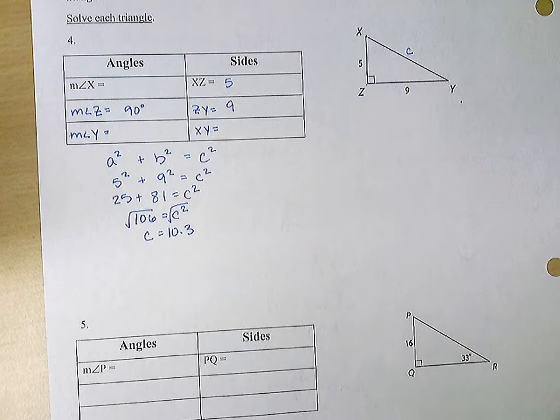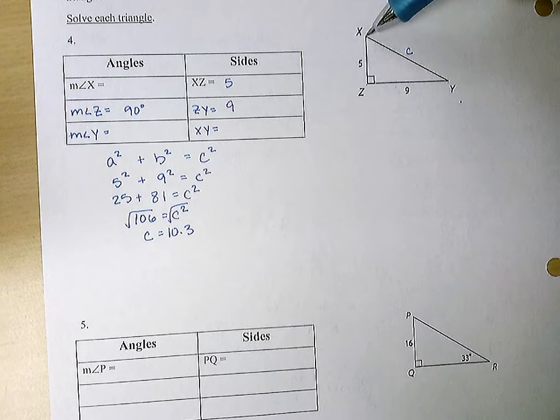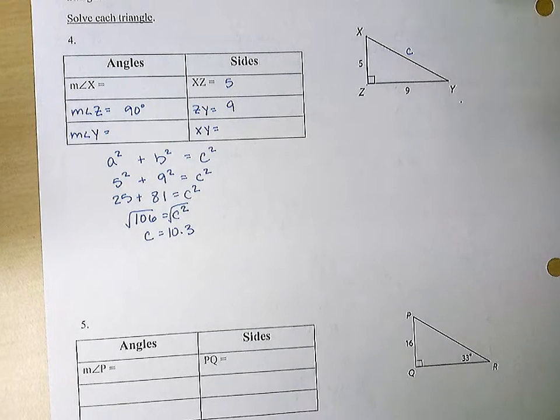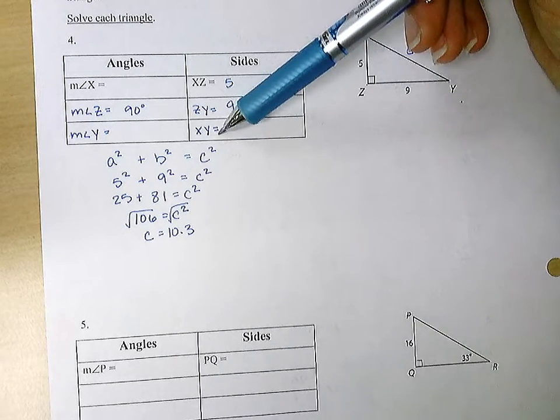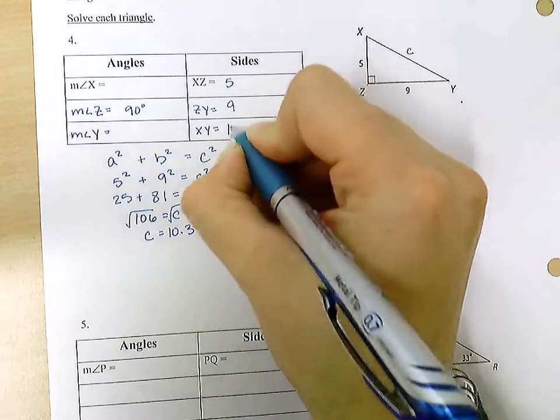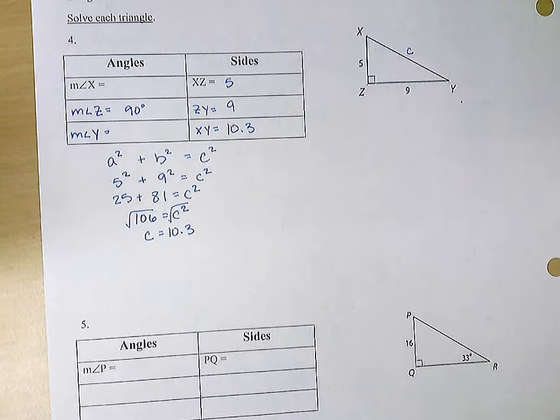Okay, now I labeled that side C. That side was X, Y. So in my table now, that side X, Y would be 10.3. Okay, so now I have all my sides. Now I'm still missing my 2 angles. Well, we just learned how to find an angle of a right triangle on the front. We have to use the inverse of trig ratios.